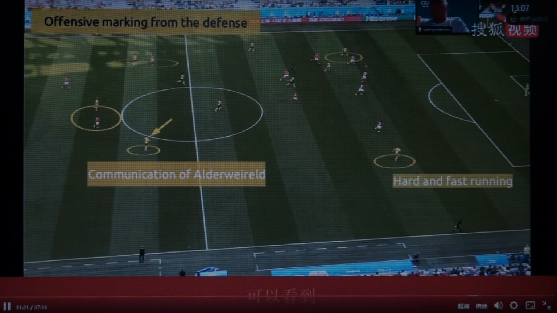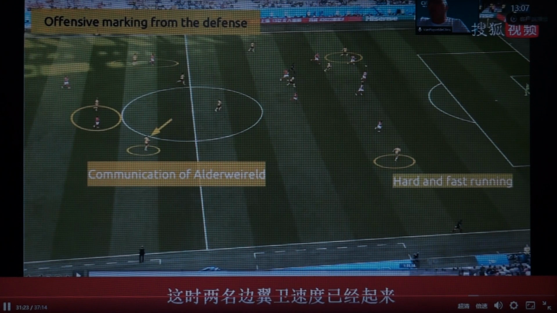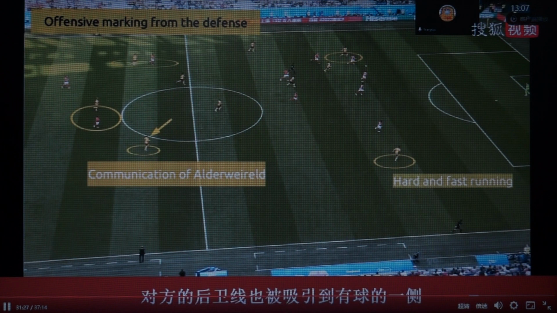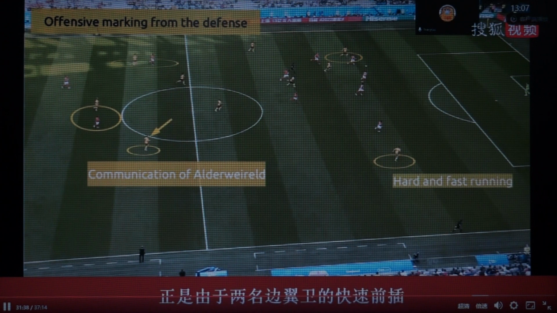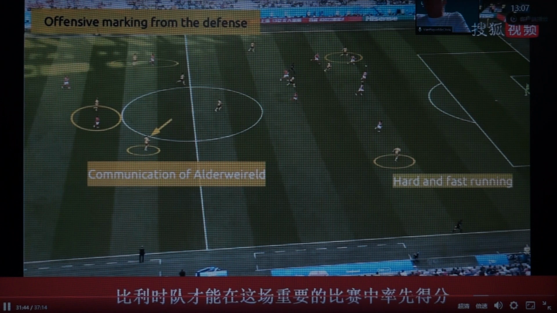What did you see? The two wing backs are running like hell and opening up, while the animation is in front. Alderweireld is communicating to everybody to keep organization. And then you see 1 second later, due to these hard runs, Belgium is scoring after 3 or 4 minutes in a very important game.